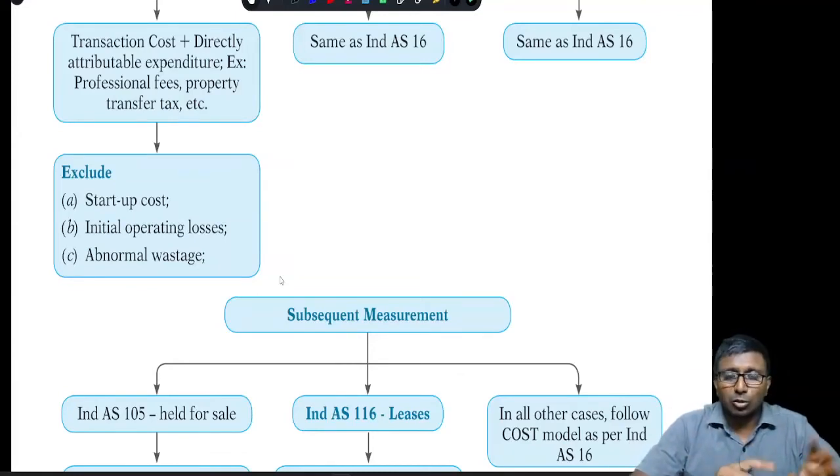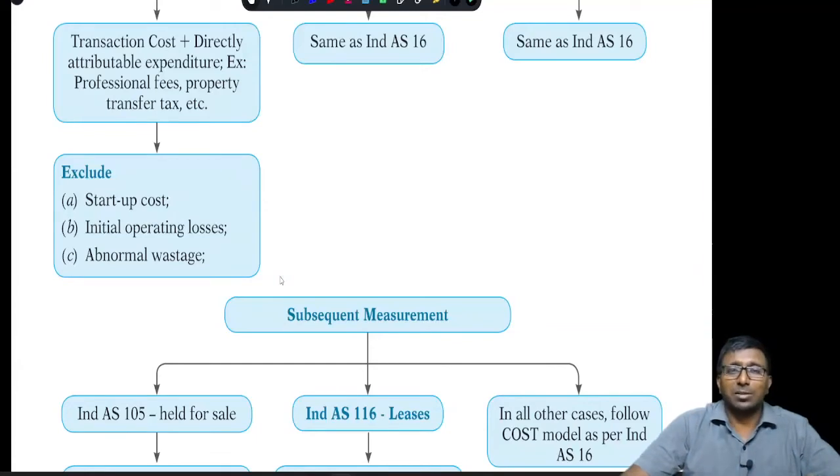And cost does not include what? It does not include the startup cost, initial operating losses, and abnormal wastage. Abnormal wastage will never be capitalized under any circumstance, whether it may be an intangible asset, a tangible asset, investment property, an agriculture asset, or inventory. Obviously it can never be added to any asset, it is supposed to be charged to profit and loss.